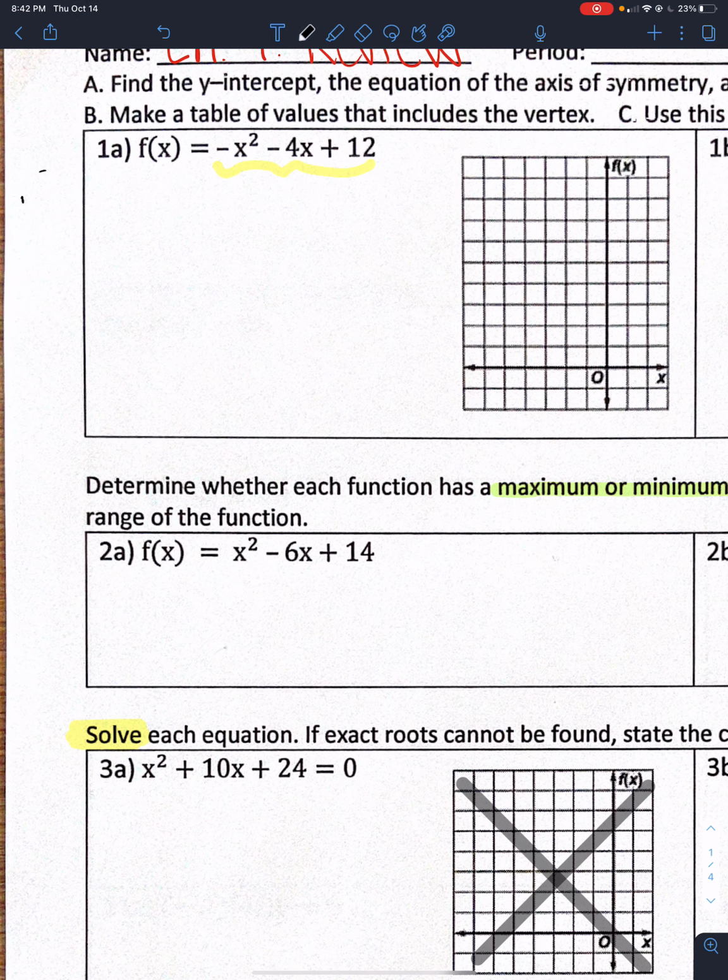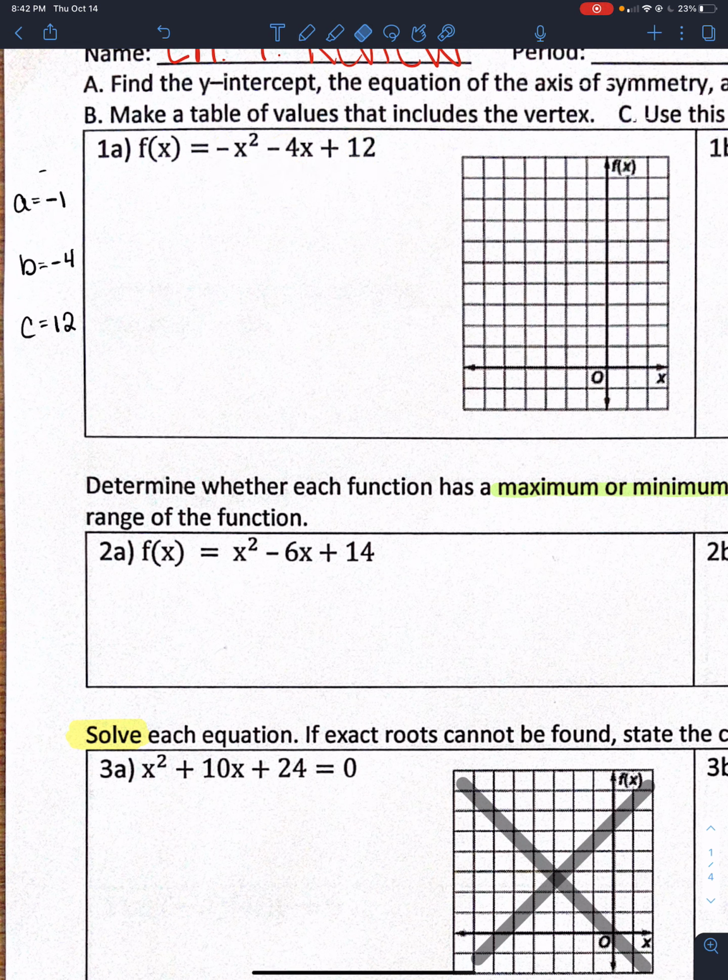Then we're going to take that and identify our a value, our b value, and our c value. In this case, a is a negative, which means it is -1. b is -4. And c is 12. And it's a positive 12, so I'm just going to put 12 there.